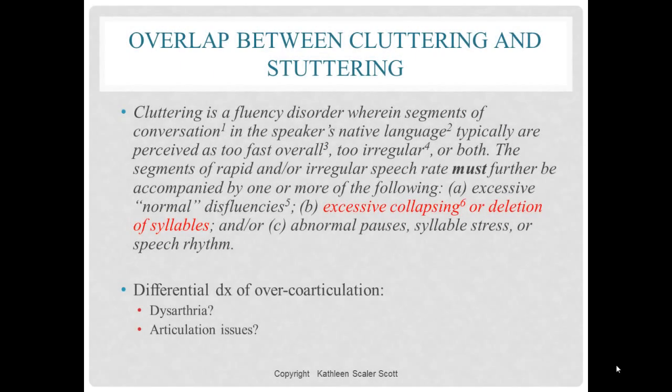And then, of course, articulation issues can cause the excessive collapsing or deletion of syllables, especially in younger children. You want to not confuse the deletion of syllables with a phonological process such as final consonant deletion. If you were trying to differentiate, is this a final consonant deletion or is it cluttering, one of the things you would do is look for consistency.